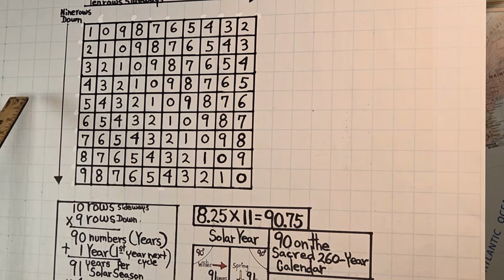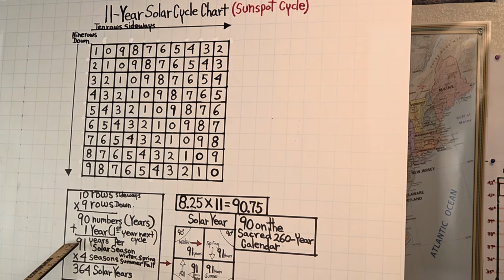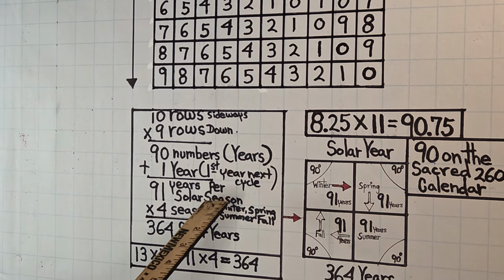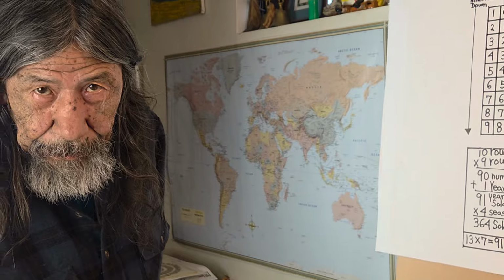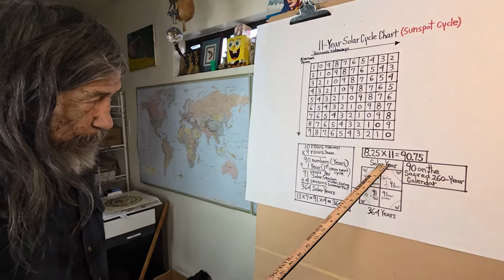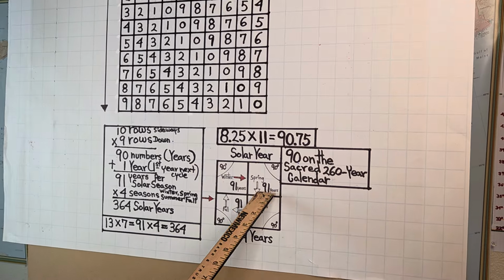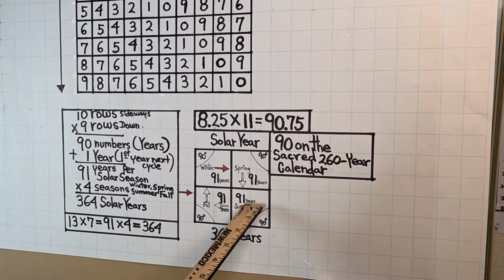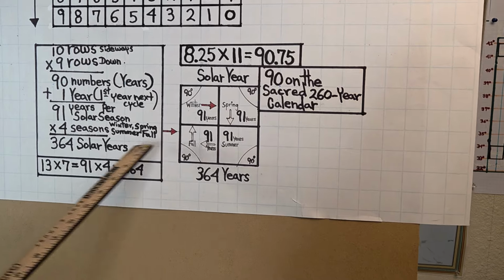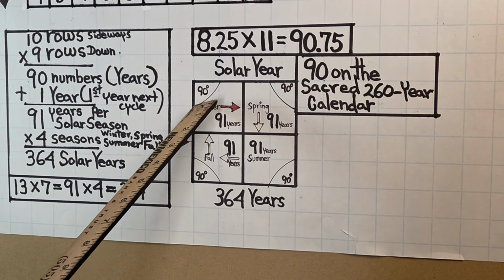Then you add it all up, and you add 1 year to start the next cycle, which would make it 91 years per solar cycle. Not 91 days, 91 years, actual years. And why 91? Because a solar year, which sounds weird, is 91 years, 91 years, 91 years, 91 years, and if you pull it all together into that 364-year solar year I'm talking about, it's made up of angles.